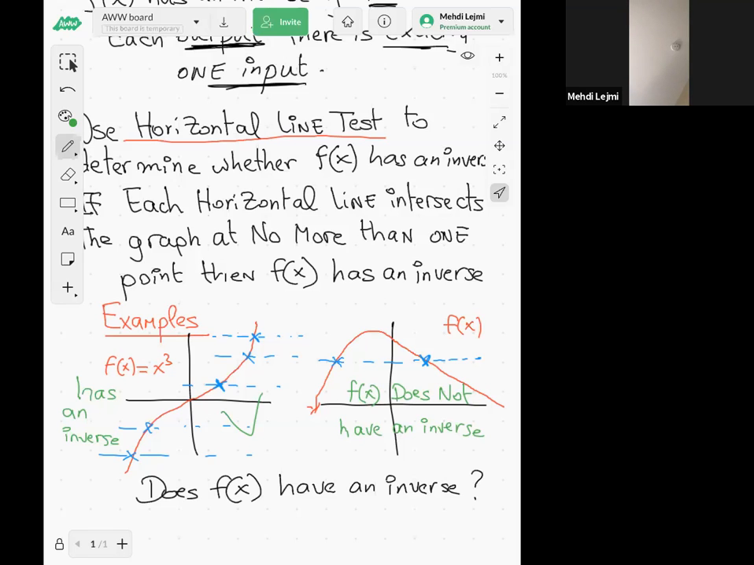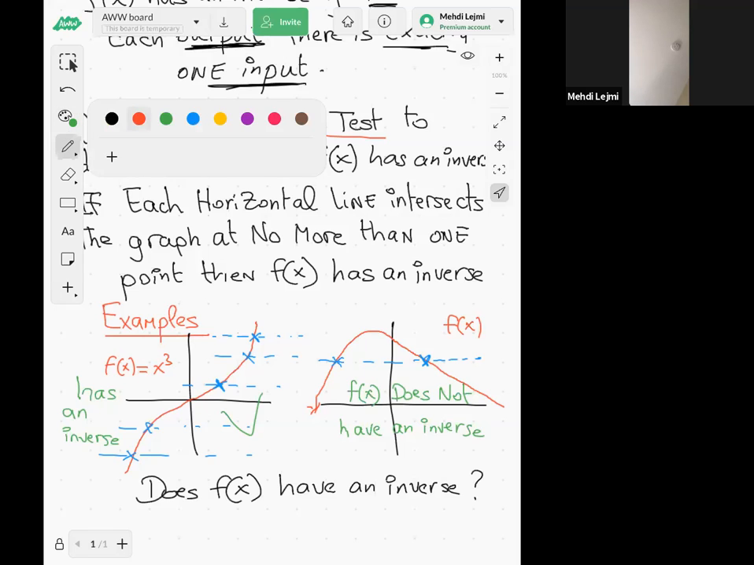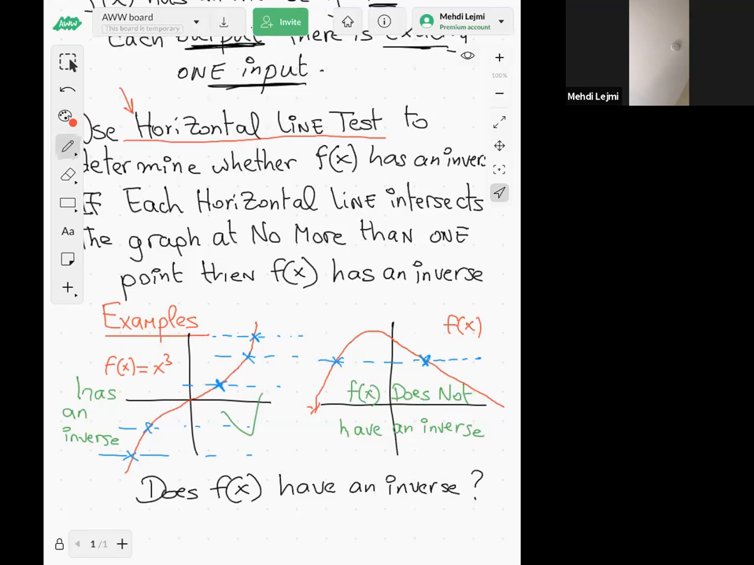And again, the idea is that each output has exactly one input, if you want your function f to have an inverse. So whenever you have a graph and you want to determine whether function f has an inverse, all you have to do is use this horizontal line test. Is there any question, guys, about this horizontal line test?